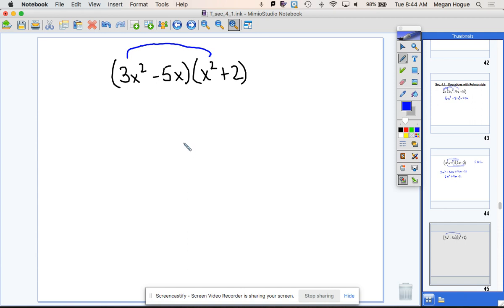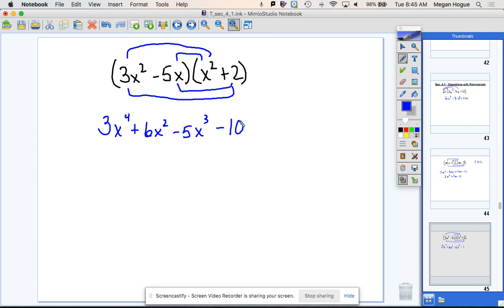So when I multiply those, I multiply the coefficients. Well, that's not exciting. We just get 3. Add the exponents, so x to the 4th. I multiply the outer. 3 times 2, so 6, x squared. I multiply the inner. Negative 5, add the x exponents, x to the 3rd. I multiply the last, minus 10, x.